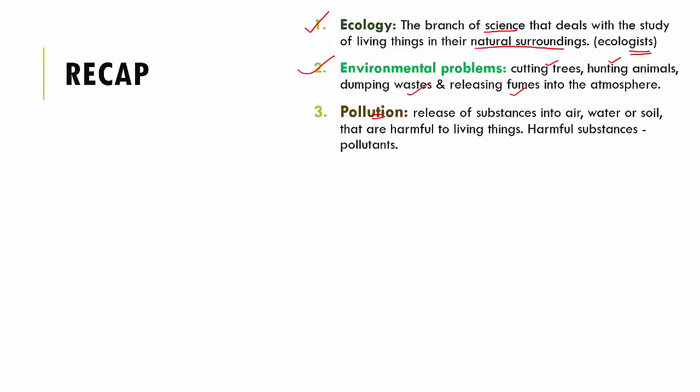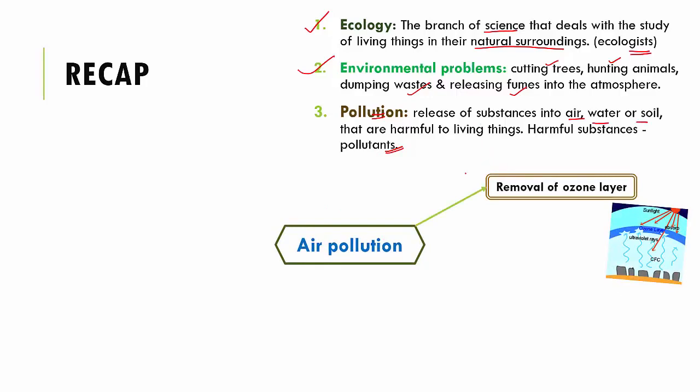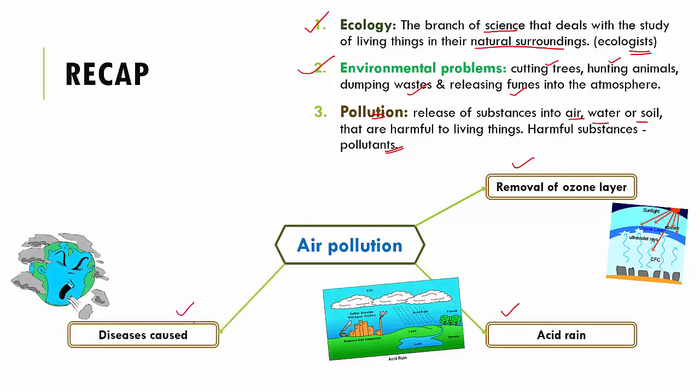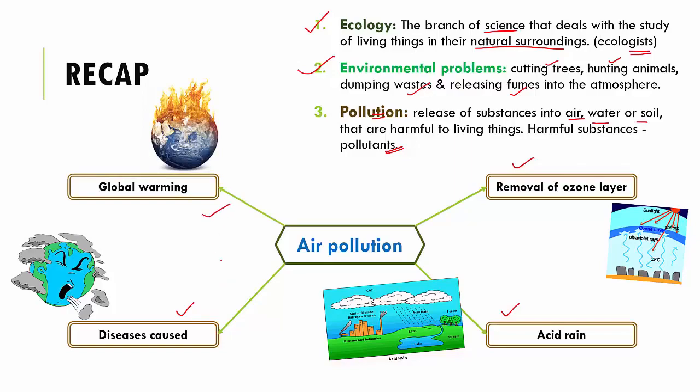Then we spoke about pollution. We said that release of harmful substances into air, water, or soil is called pollution, and these harmful substances are called pollutants. Then we went on to talk about air pollution. We saw that because of air pollution, there is removal of ozone, there is acid rain, there are several diseases caused to our respiratory system, and we spoke about global warming.